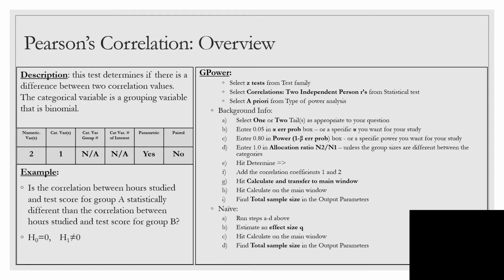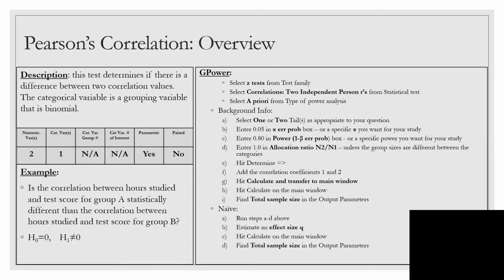Moving on, we have Pearson's correlation. Now, correlation is not the same as regression. Regression implies that one thing affects another. There's a directionality to it, whereas correlation is more interested in, is there a relationship at all? Not directionality.